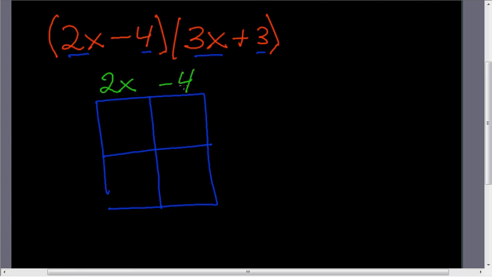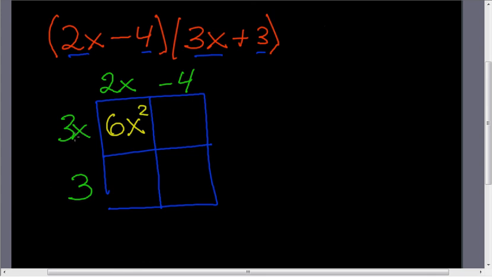So 2x, this is a minus 4. I'm going to treat it like a negative. Along the side, we put 3x and a 3. And inside the boxes, now you put what you get when you multiply the things on the outside. That's the multiplying step. So 3x times 2x. 3 times 2 is 6. x times x is x to the power 2.